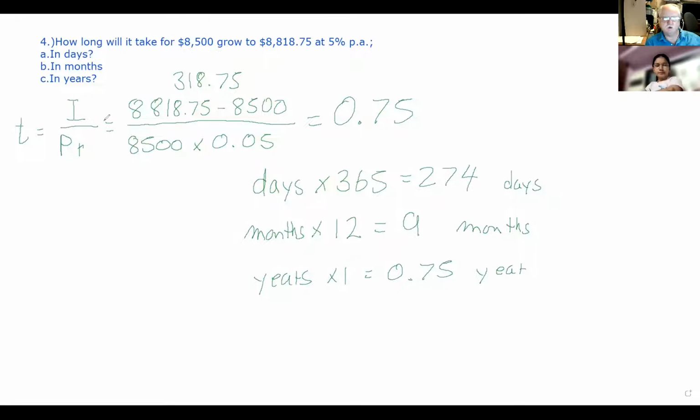So whenever you do this calculation, you get a number, but sometimes that number makes absolutely no sense whatsoever because it's a decimal part of a year. And we don't usually think of parts of a year in terms of decimals. We think of parts of a year in terms of days and months.